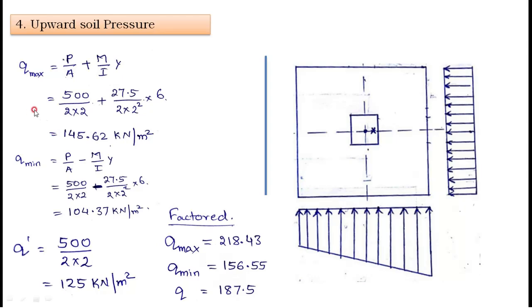Okay, here for this 145 I multiplied the 1.5 factor of safety, 218.45. For 104, 1.5 is multiplied, 156.55. For 125, 1.5 is multiplied, 187.5. Those we can show here: 156.55, 218.45, 187.5.